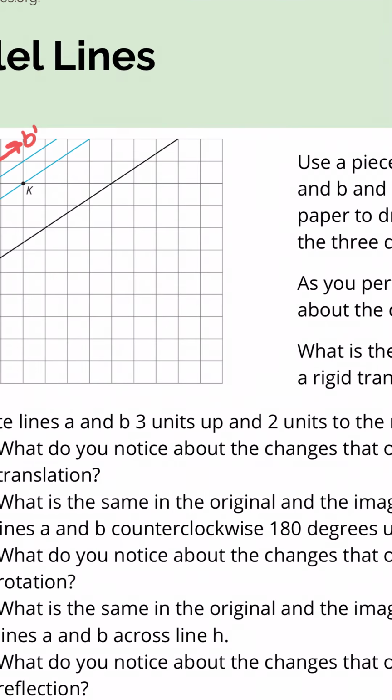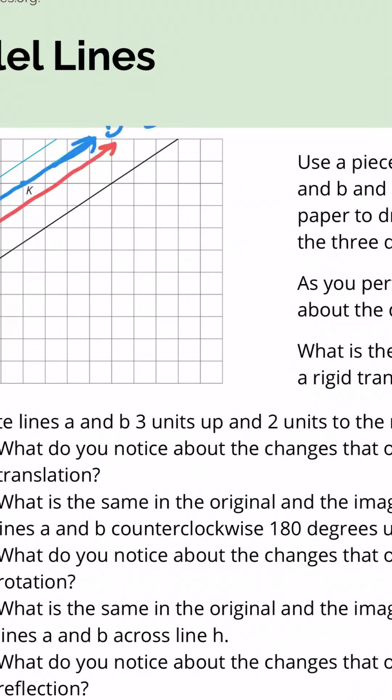So in the first problem, it asks us to translate lines A and B 3 units up and 2 units to the right. So you can see in this first one, I have my 2 lines here. So what do you notice about the changes that occur? Well, in A, B, A prime, and B prime, you can see that all of these lines are parallel, and that the lines A prime and B prime look like A and B but shifted upward, which is exactly what happened. Those lines all remained parallel and they did not change.